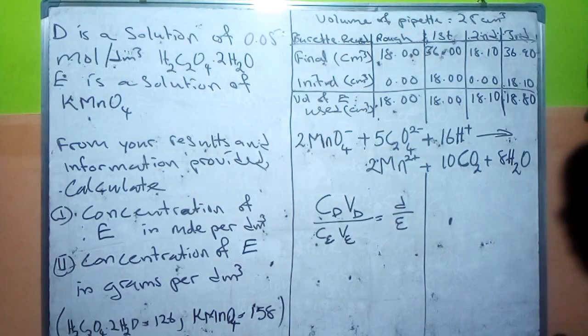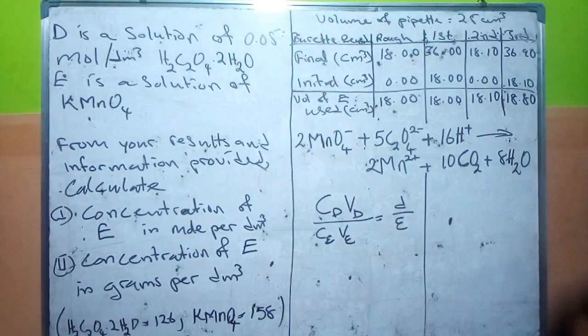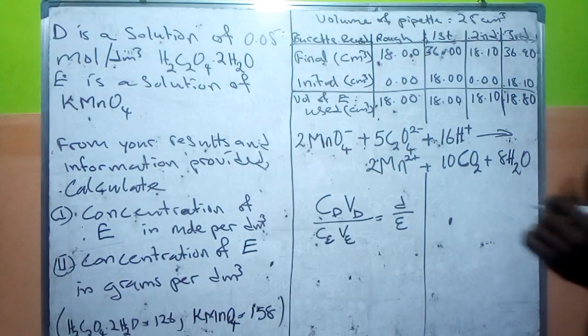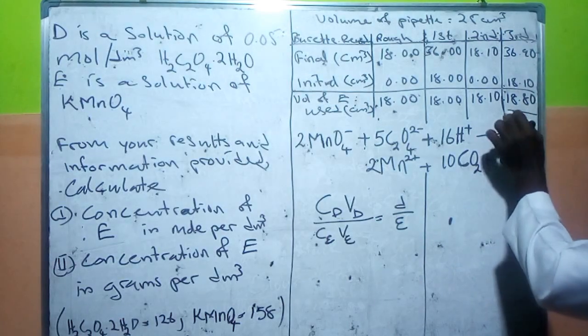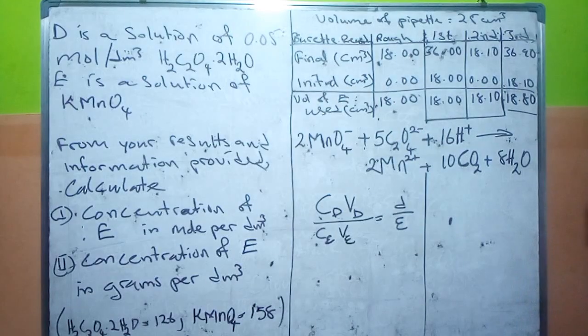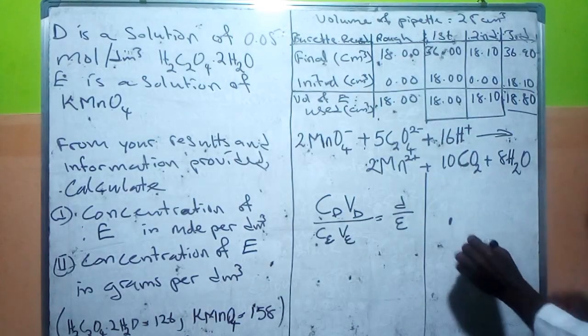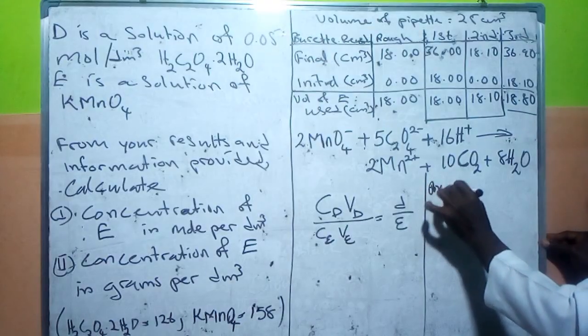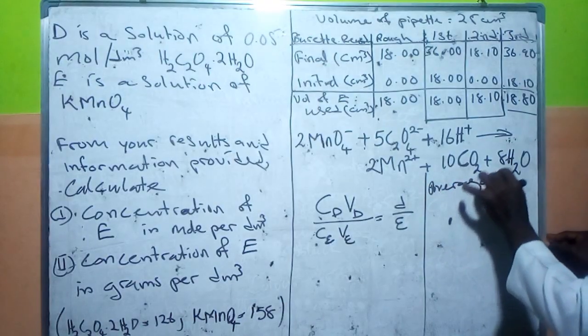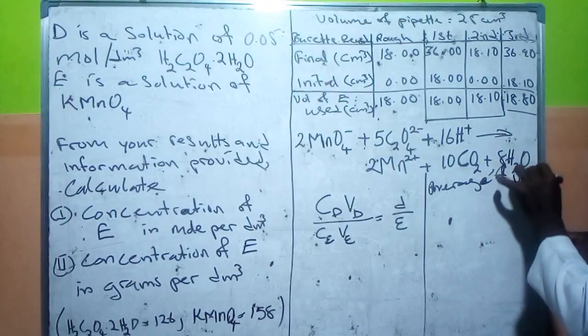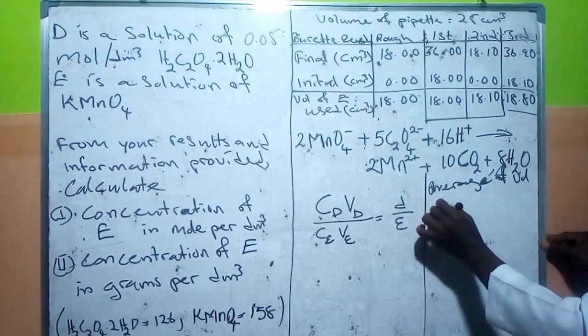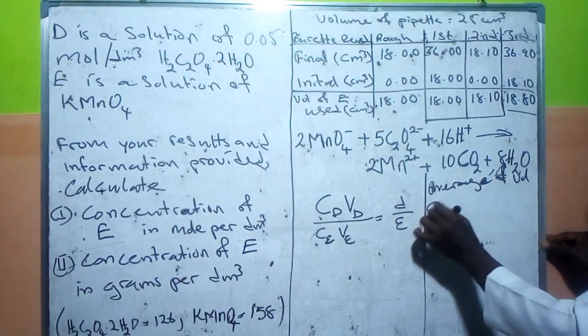Why am I so fast? The average volume of this used. So from what I have here, see, this one is a bit far away from it, but this other one seems to be at closer range. So what we do now, we can use this to get the average volume. The average volume of what? E. I think that should be E.